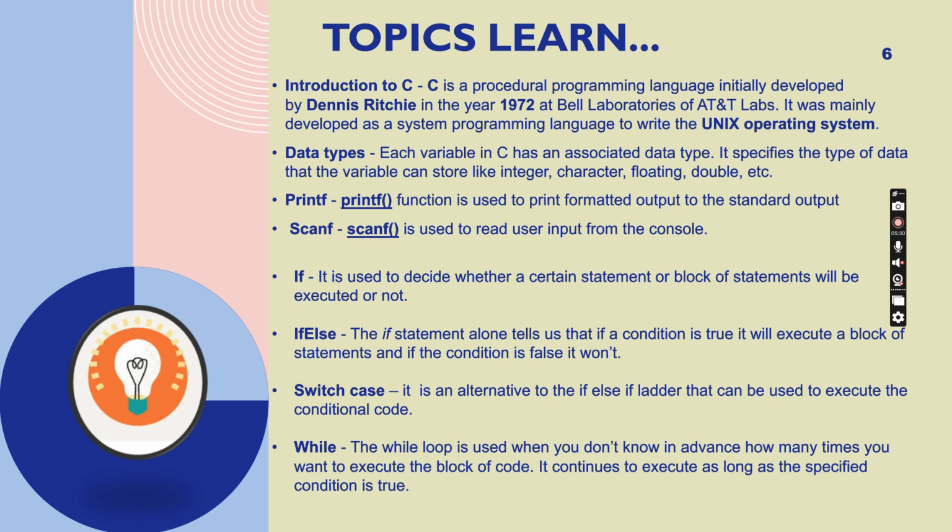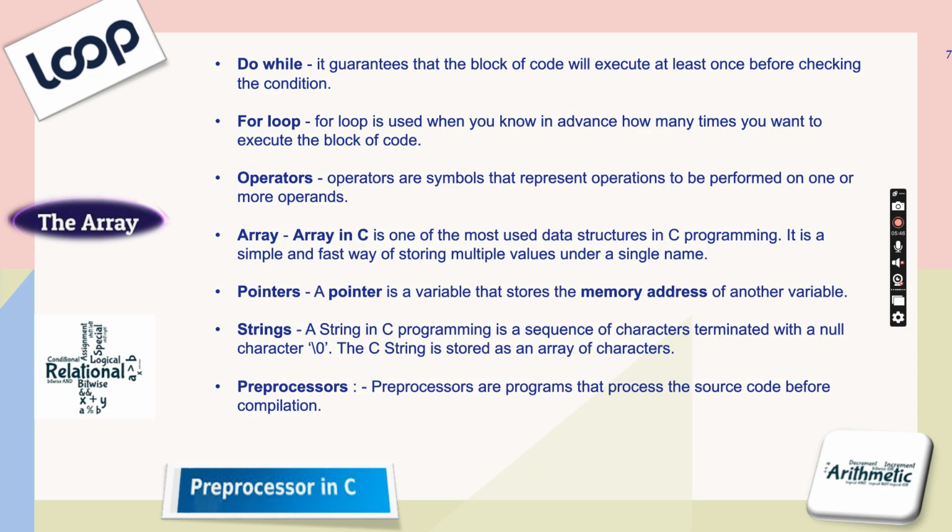That means it is one type of conditional code. Then the while loop and do while loop. The while loop is used when you don't know in advance how many times you want to execute the block of code. That means if the specified condition is true, then it is continuously executed. Then the do while loop guarantees that the block of code will be executed at least once before checking the condition. That means before checking the condition, at least one time the block of code will be executed.